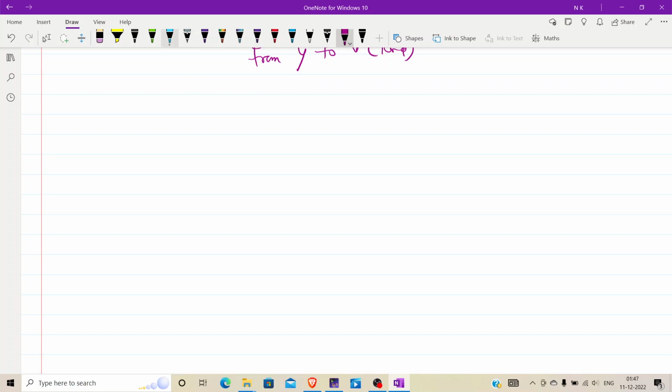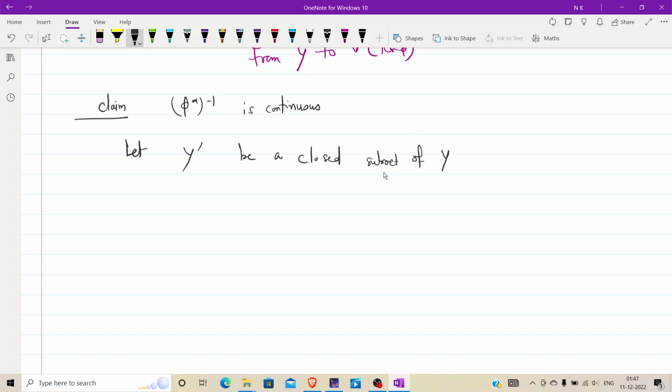So my claim is phi star inverse is continuous. For that, let me take a closed subset. Let Y dash be a closed subset of Y. By the definition of Zariski topology, Y dash is equal to V of J for some ideal J of B.